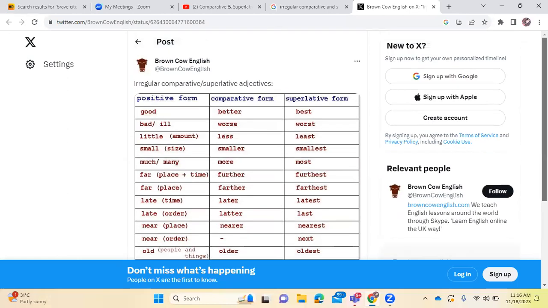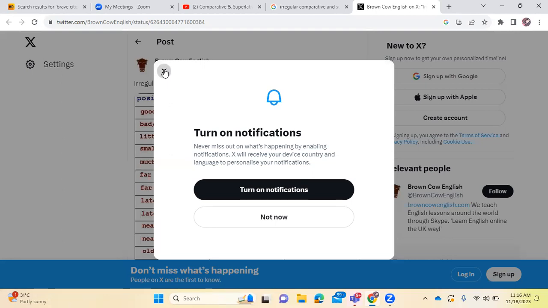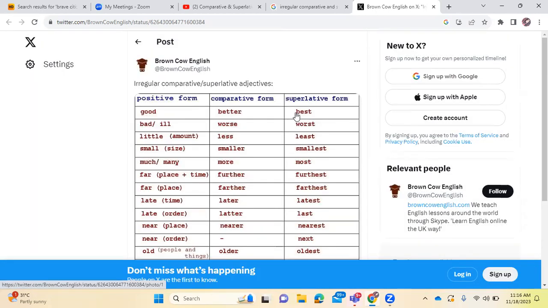Now, if you look at it, the comparative form of good is better, and the superlative form is best. So here, this is a bit different. It's not gooder and the goodest, right? It's better and best. And also you have to remember that you have to add the article the in front of the superlative form. Bad or ill, the comparative form is worse and the superlative form is worst.